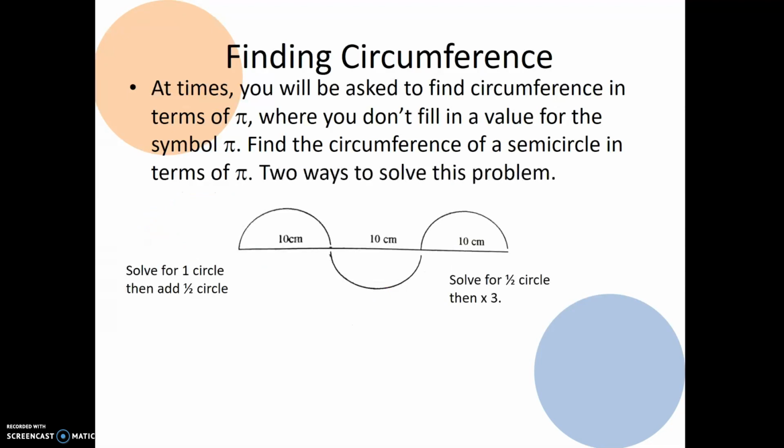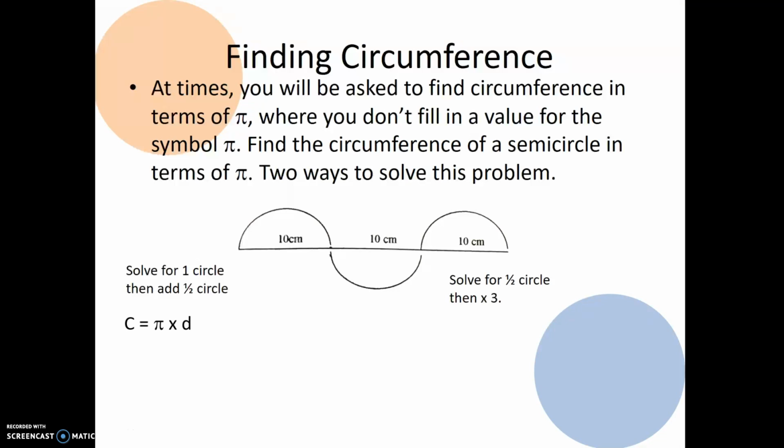Okay, so we're going to use this in a more complicated problem. We're going to find the circumference of the semicircle in terms of pi with this wonky, weird thing you have in front of you. This little wavy thing.